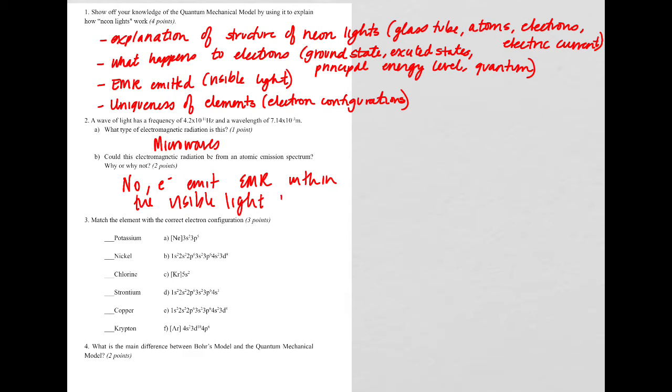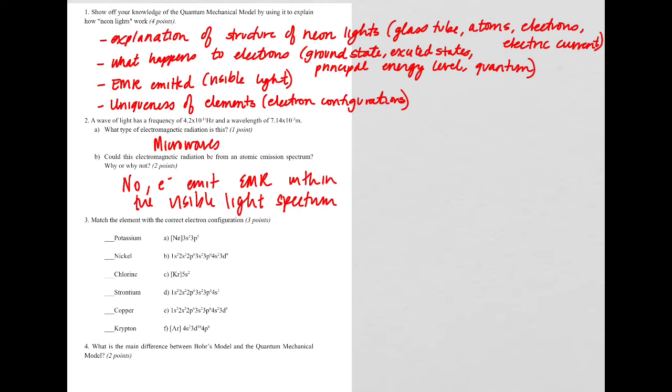All right, so something along those lines. Obviously, you don't have to write the visible light spectrum or something like that. If I can understand that you understood that no, microwaves would not be a part of an atomic emission spectrum, then you got full points for that. So you got a point for the no and a point for the explanation.